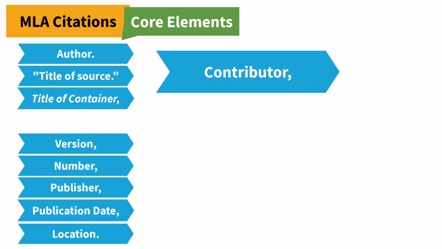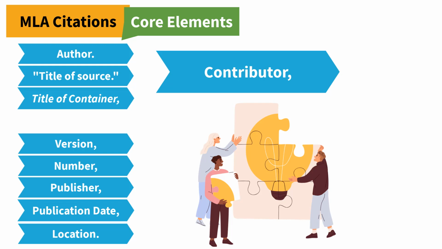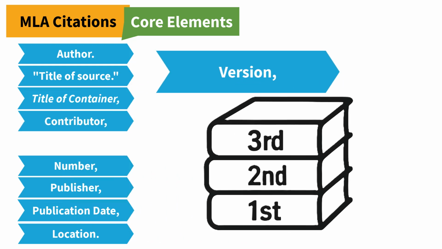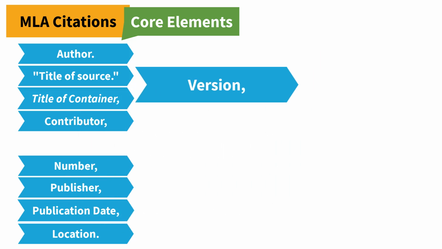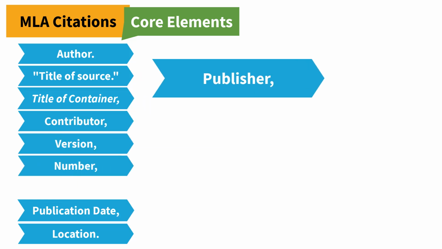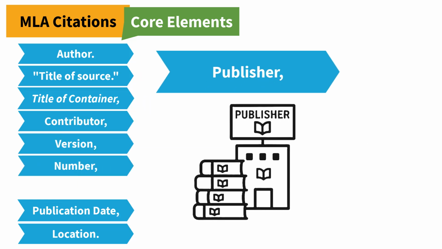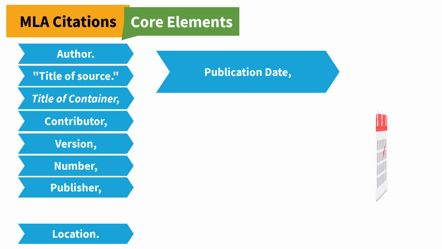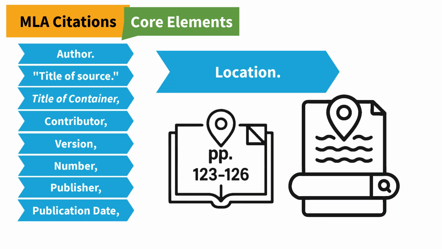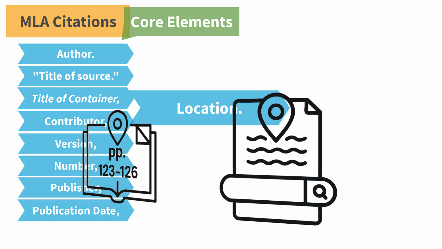Other contributors, editors, translators, or others who played a major role. Version. This is the edition, like second edition or updated edition. Number, volume, and issue numbers for journals. Publisher, this is the company or organization that published it. Publication date, when was it released or posted? And finally, location, where can we find it? Use page numbers, URLs, or DOIs.